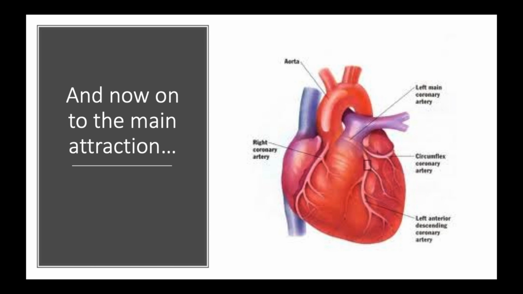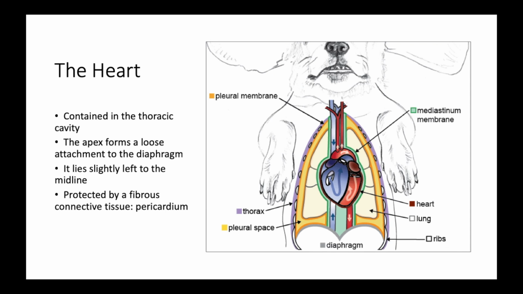Now we're going to move on to the main attraction, the heart. The heart is contained in the thoracic or pleural cavity. The apex of the heart forms a loose attachment to the diaphragm, and it lies slightly left to the midline of the animal. Remember that the midline is the line we draw from cranial to caudal, right along their umbilicus or belly button. So the heart lies slightly left to the midline. And the apex, the caudal-most pointed aspect of the heart, forms a loose attachment to the diaphragm.